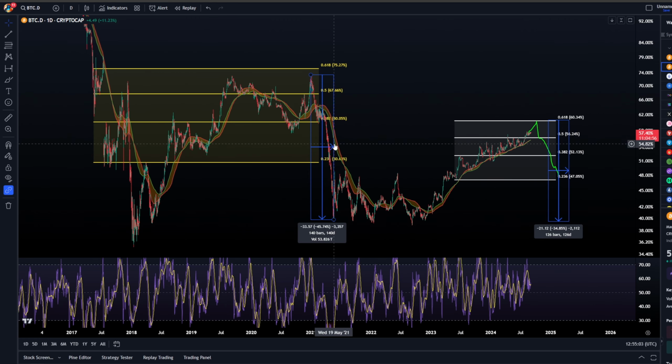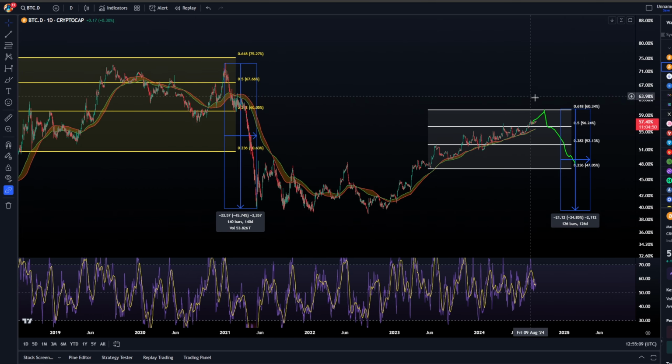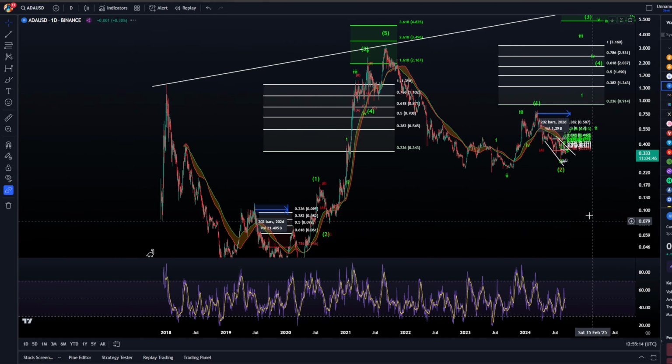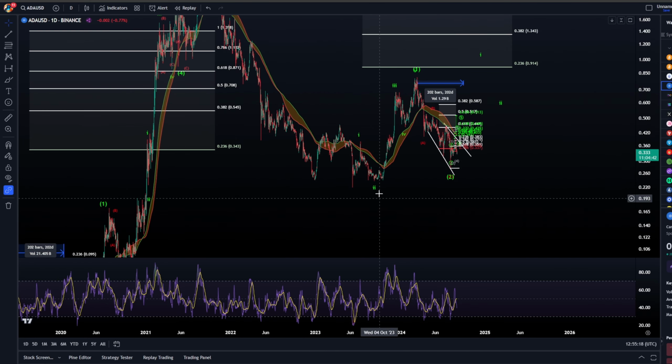And I don't know if we will repeat what happened over here, but if we are repeating what happened over there, then I think there's a lot of potential for Cardano to finally go in the third wave move to the upside right here. Now, do not forget, we cannot really afford to invalidate the first wave move to the upside right here, and the invalidation zone is at 22 cents.